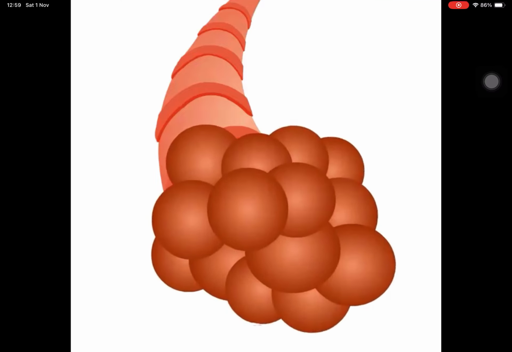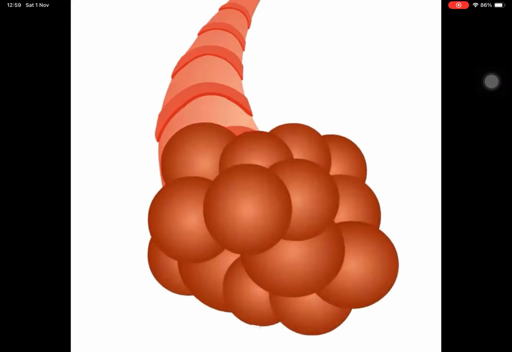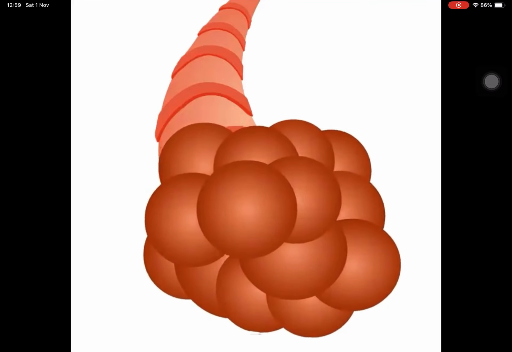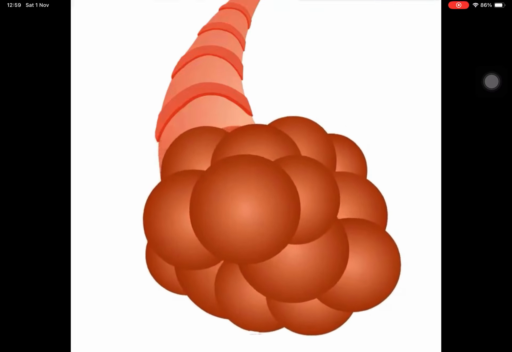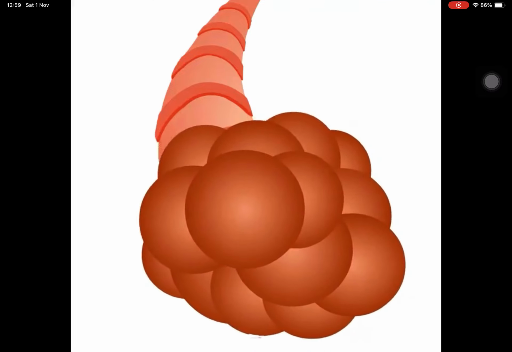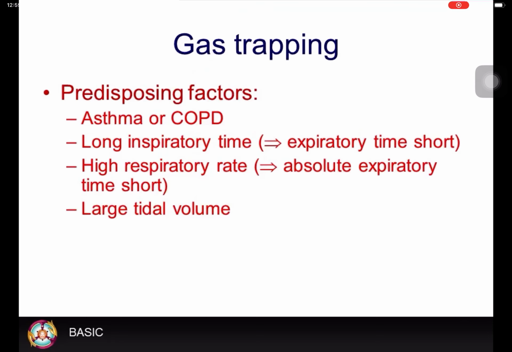Gas trapping may occur if there is insufficient time for alveoli to empty before the next breath. It is more likely to occur in patients with asthma or COPD, when inspiratory time is long and therefore expiratory time is short, or when the respiratory rate is high and therefore the absolute expiratory time is short. Large tidal volumes similarly increase the probability that the expiration will be incomplete when inspiration begins again.